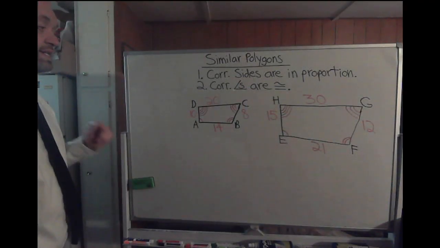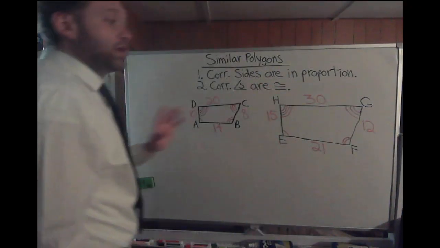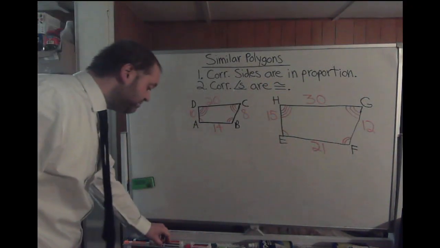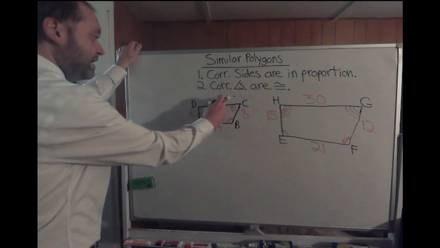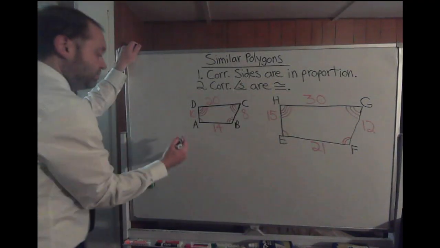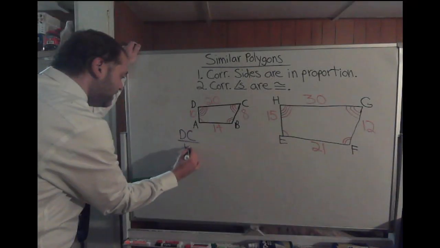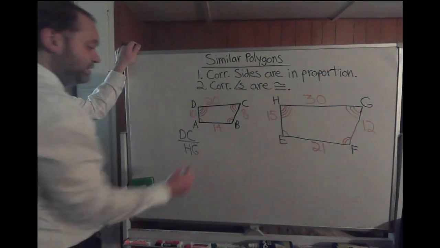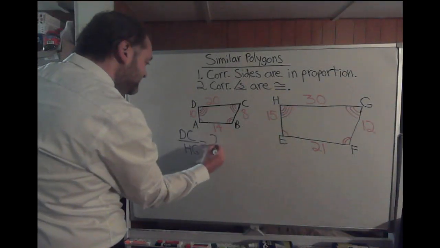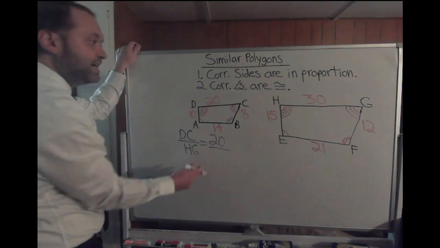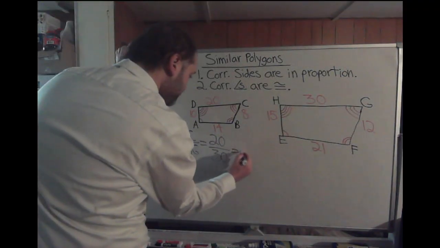Now, the other criterion is that the corresponding sides of each polygon are in proportion. So what does it mean to be in proportion? Let's compare DC to HG. The length of side DC is 20, the length of side HG is 30, and 20 to 30 reduces to 2 to 3.